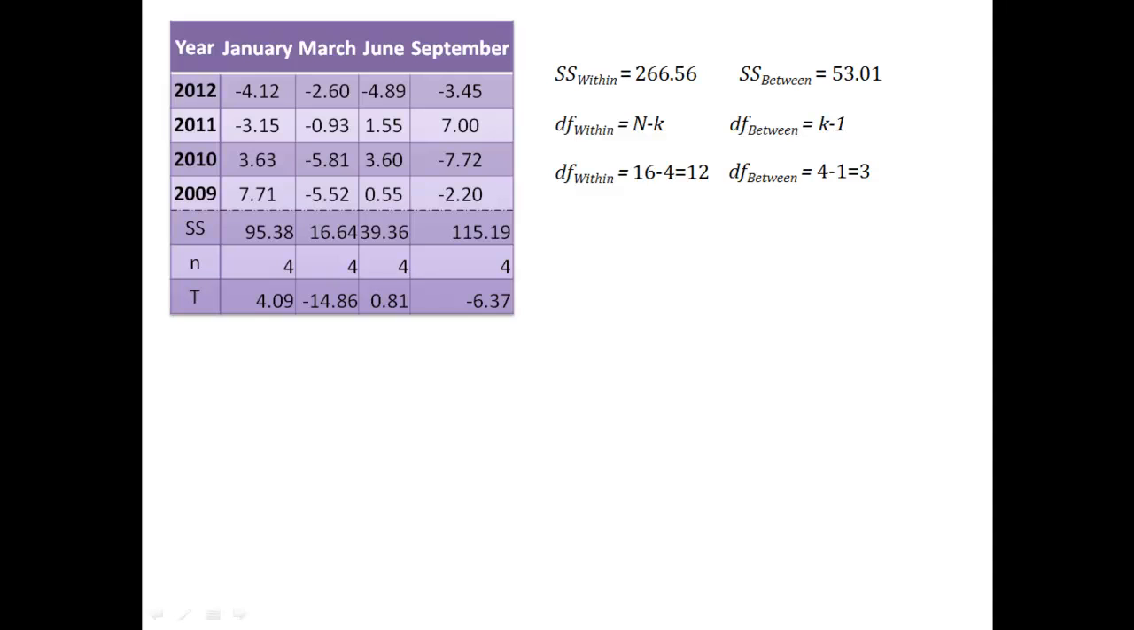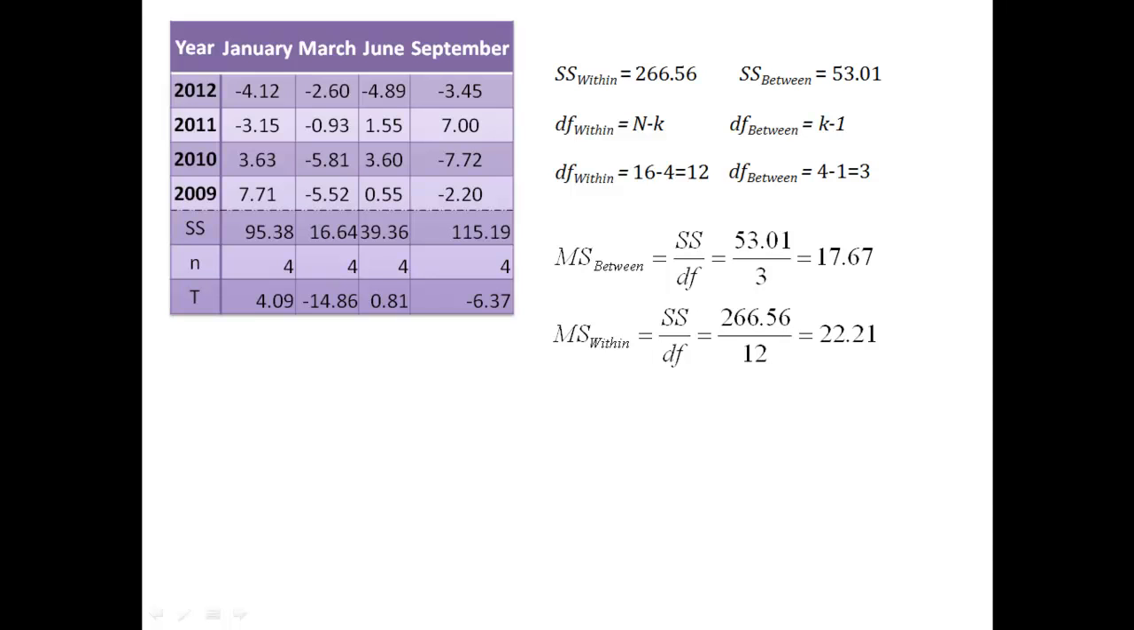Now we know our sum of squares, and we can easily figure out the degrees of freedom. So we can calculate our mean squares, which are going to be sum of squares divided by degrees of freedom. So the mean square between is the sum of squares between over degrees of freedom between, and it's 53.01 over 3, which equals 17.67 for this data set.